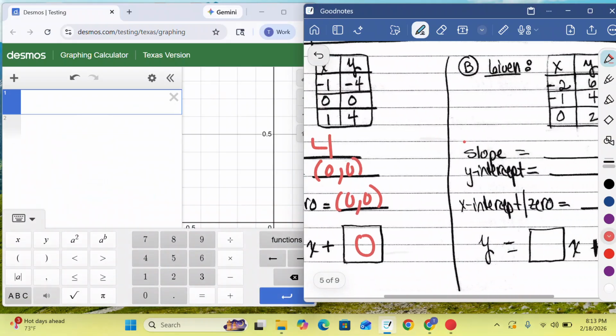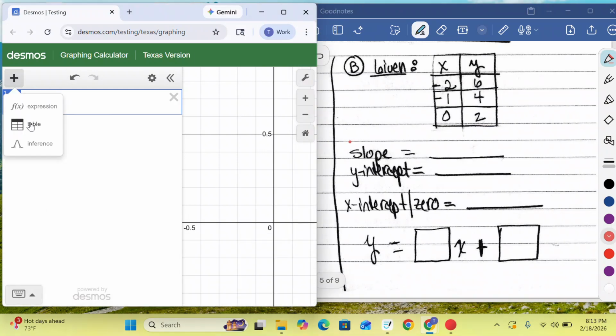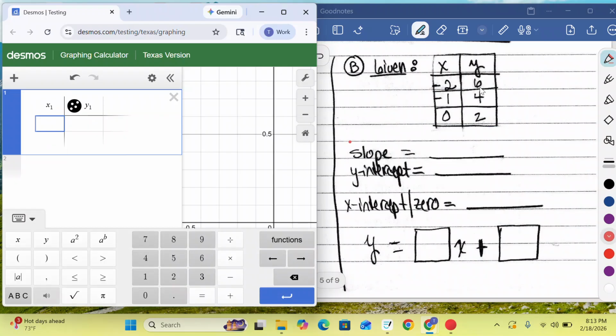So we're going to do letter B. So how do we do letter B? We're going to push the plus sign. We're going to push table. And we're going to input the table. So we're going to do negative 2, 6, negative 1, 4, and 0, 2. I'm going to push the leaf right here.